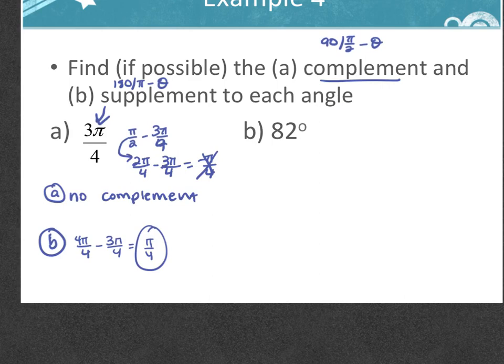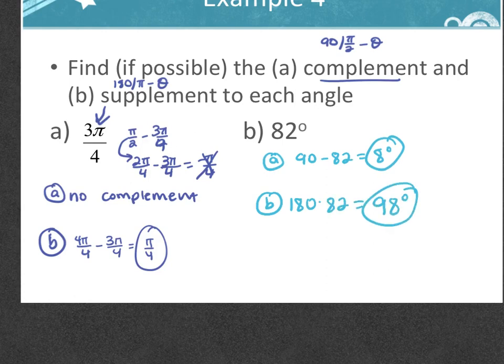B is in degrees. So it's less than 90, which means I'm going to find the complement, 90 minus 82, and that's 8 degrees. And the supplement, 180 minus 82, which is 98 degrees. So that's the complement, and then the supplement.